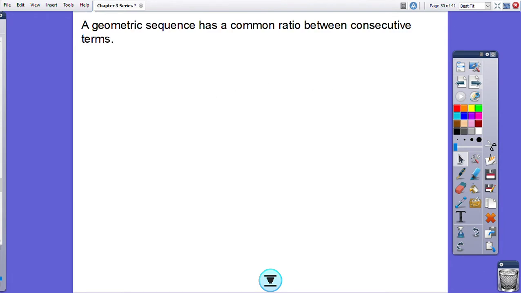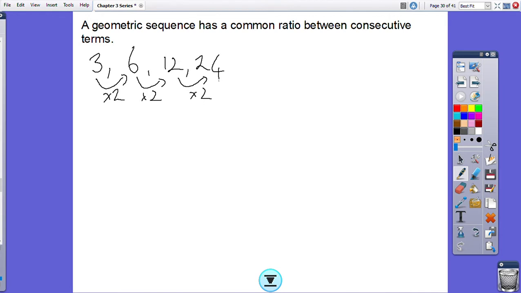A geometric sequence has a common ratio between consecutive terms. What that means is that you take a number and you keep on multiplying by a different number. So let's give an example and show you what I mean. Let's start off with, say, 3. If we start off with 3 and we multiply that by 2, we get 6. Multiply by 2 again and we get 12. Multiply by 2 and you get 24. This is a geometric sequence. You keep on timesing by 2 and the sequence gets larger and larger.